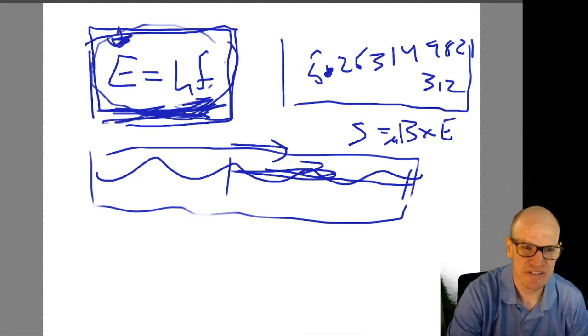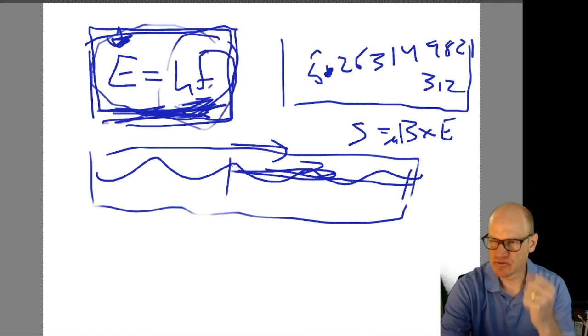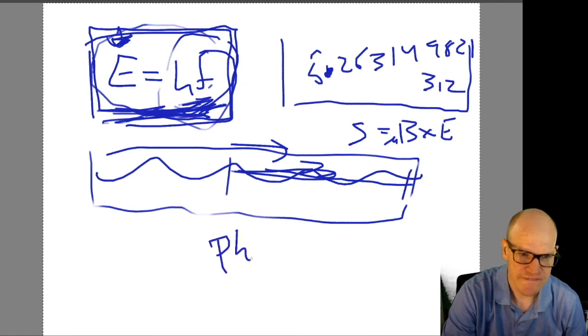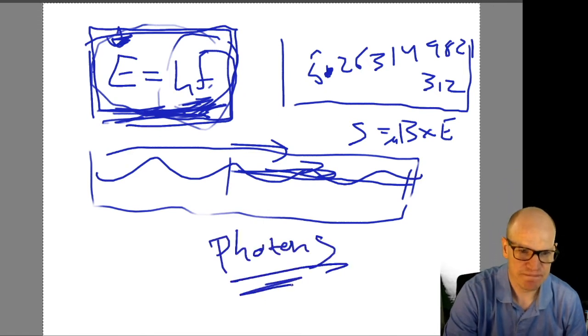This amount of energy given by this quantity. So light of a given frequency is going to be broken up into particles called photons.